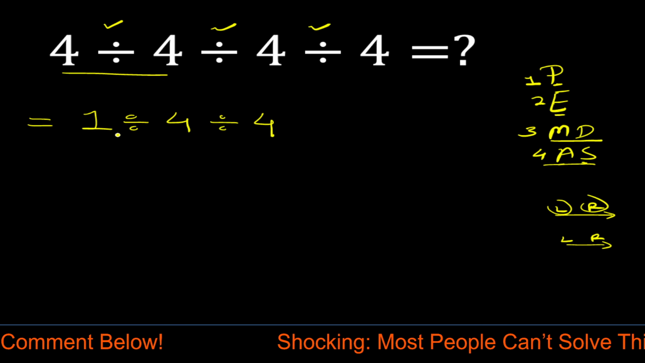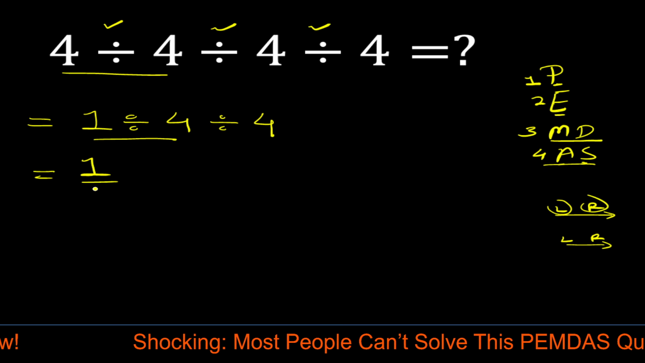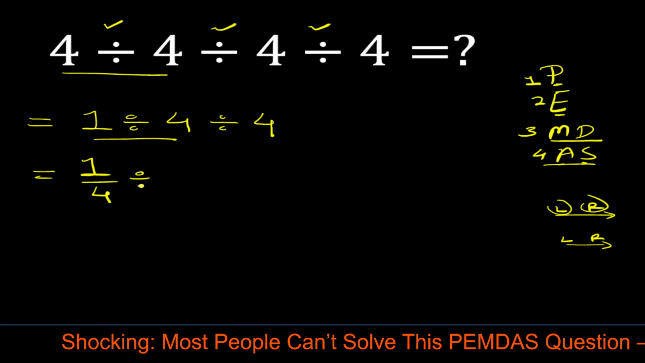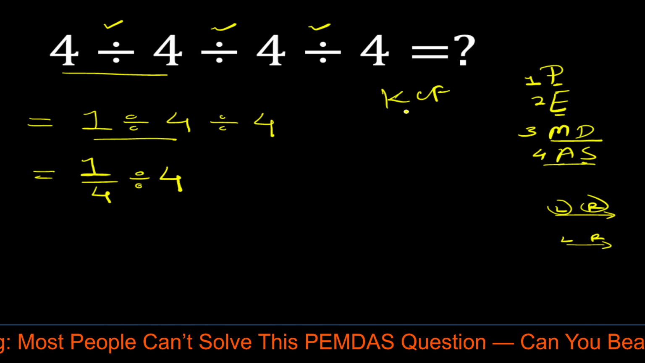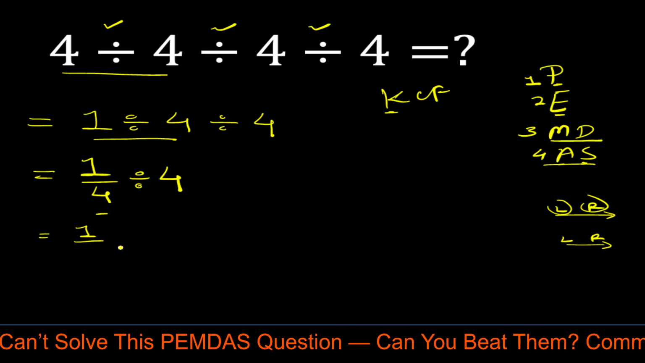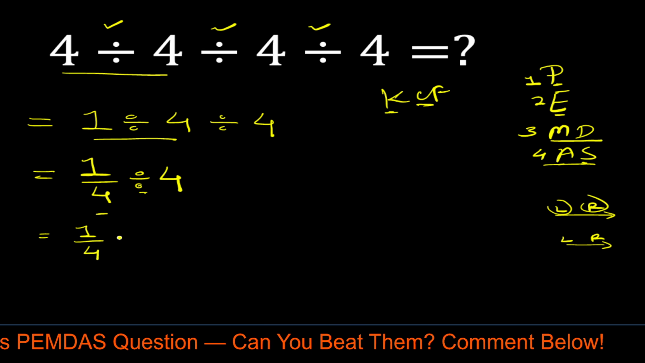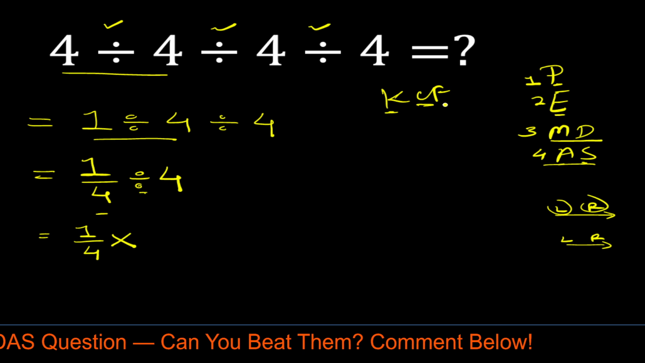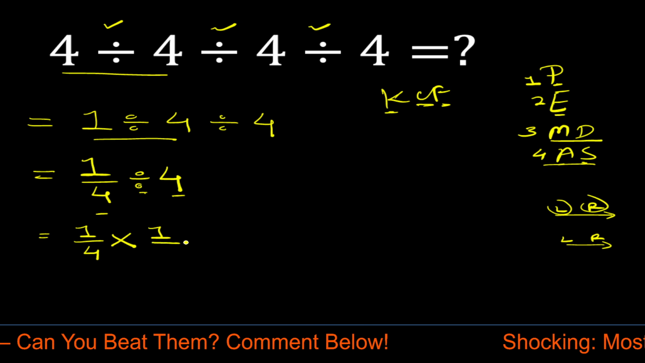So now 1 divided by 4 can be written as 1 upon 4 divided by 4. Now according to the KCF rule, K means keep this first fraction 1 upon 4 as it is, the same. Then C means change this sign from division to multiplication. And F means flip this second fraction 4, which is equal to 1 upon 4.